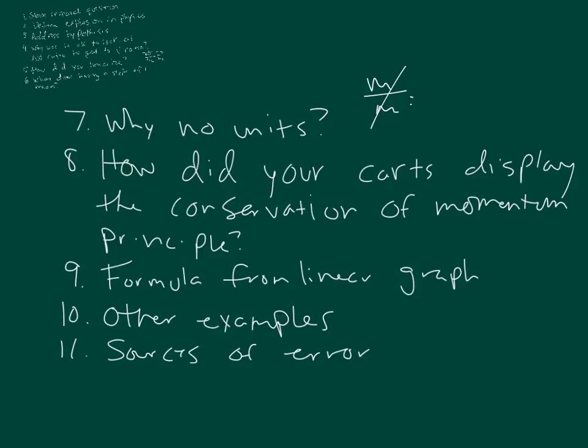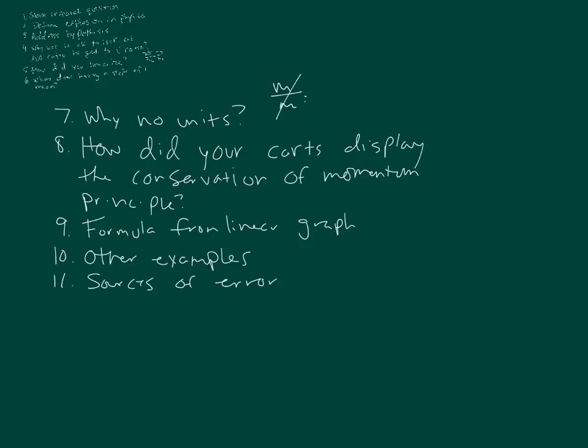And how did your carts display the conservation of momentum? You can get into that by describing how the heavier cart would move slower so that the total momentum was conserved, or the lighter cart moved faster. Number 9, formula from your linear graph. Make sure to go into, let me show you that a little bit here. The formula, we had V1 over V2 equaling 1 times M2 over M1.